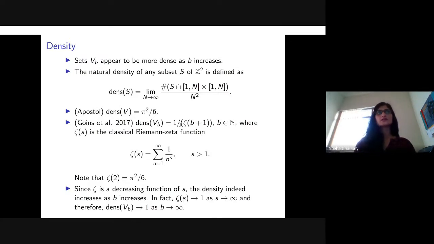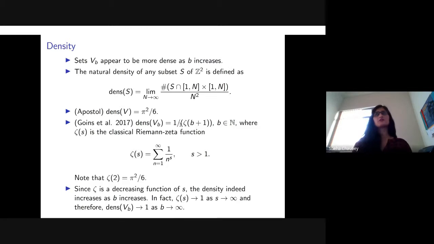We just observed that the sets V_b appear to be more dense as b increases, and so we want to measure this density. There are various ways to measure density. We will be using this notion of density. The natural density for any subset S of Z^2 is defined as the cardinality of the number of points in a square divided by the area of that square. That's the density. Now, this is age old, so we already know the density of visible lattice points. It's pi squared over 6.